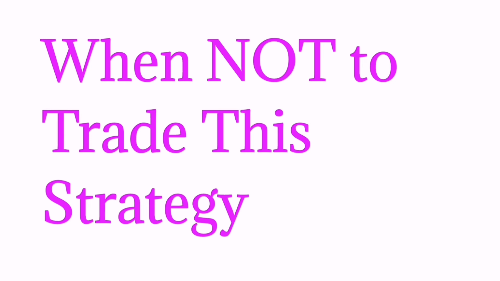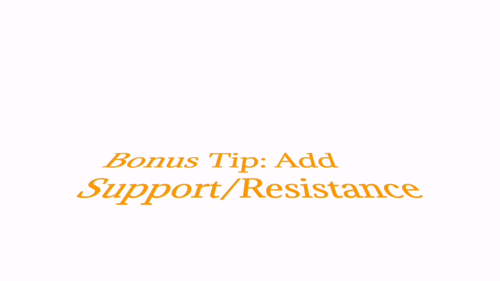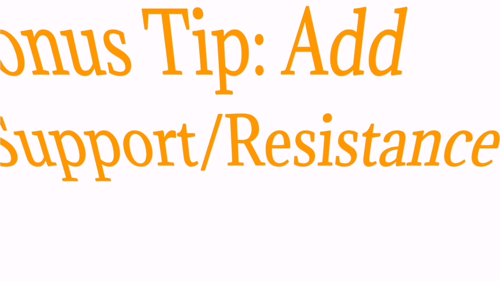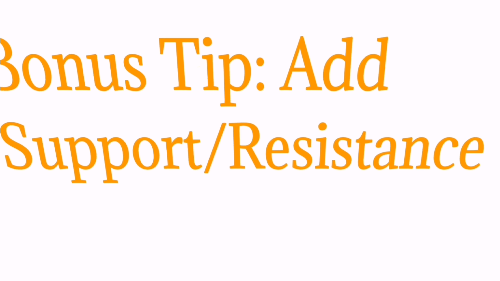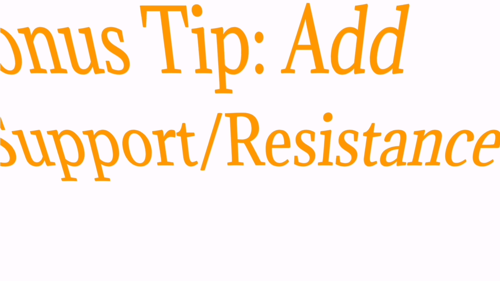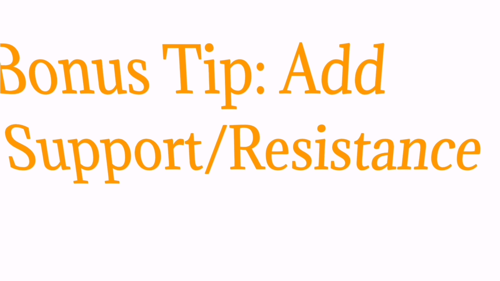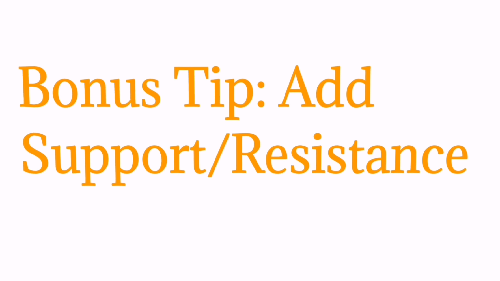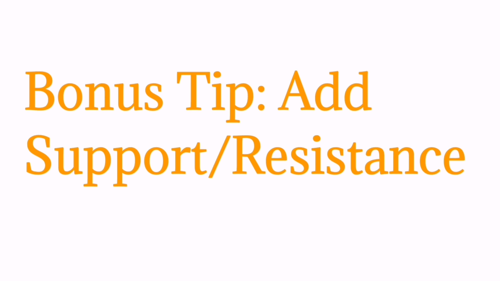No strategy is 100%, it's all about risk control. Bonus tip: add support and resistance. Use the RSI plus MACD combo along with support and resistance zones. RSI breakout near support with MACD bullish equals strong buy. RSI rejection at resistance plus MACD bearish equals high probability sell.